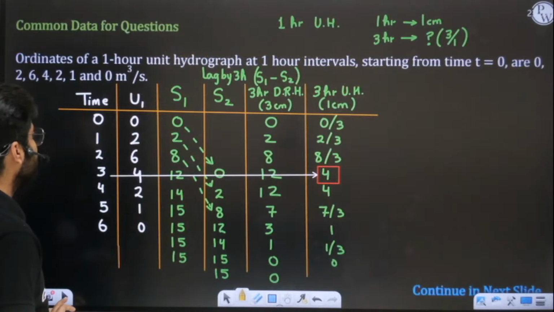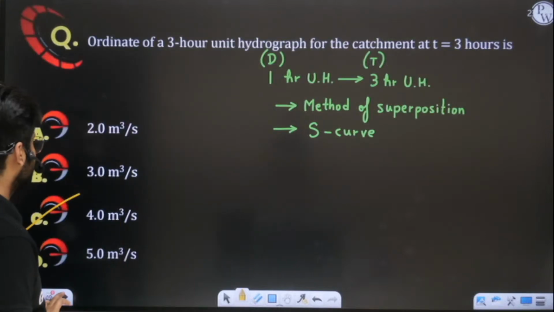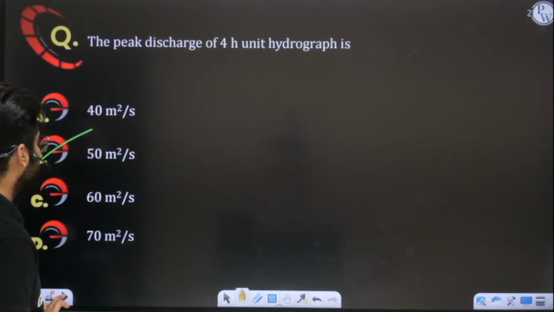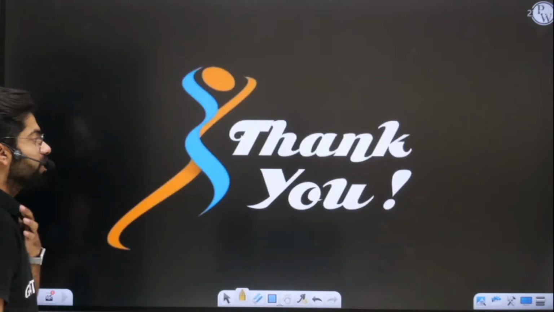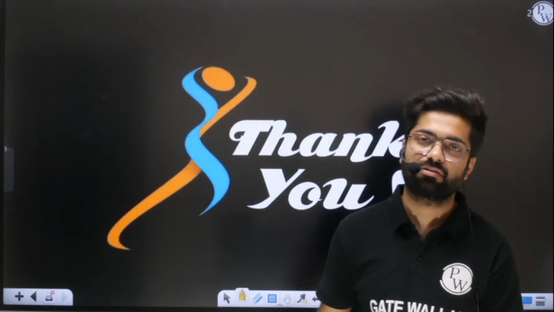I hope this is very, very clear to you. And we have solved some problems today also. So these were the problems which we have solved. I hope these questions are very, very clear to you. So here we'll end our class, and tomorrow we'll catch up with one little topic, instantaneous unit hydrograph. And tomorrow we'll start flood, flood and flood routing. So basically tomorrow and day after tomorrow will be your last classes of hydrology.